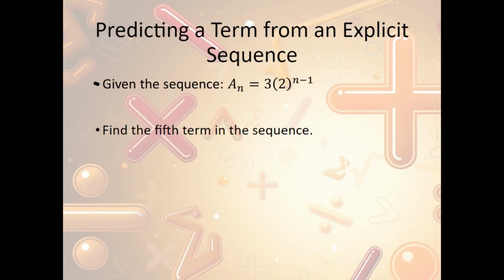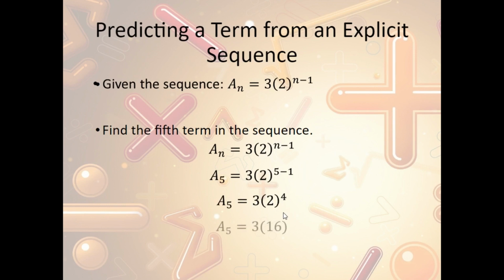Now let's take a look at an example. We have AN is equal to 3 times 2 to the n minus 1, and we want the 5th term. So we're going to take that, and we're going to plug 5 in for n. So this is A5 is equal to 3 times 2 to the 5 minus 1 power. Well, we know that 5 minus 1 is 4. So we have 3 times 2 to the 4th power. Well, 2 to the 4th power is 16. Then we multiply that by 3, and we get 48 is our answer.